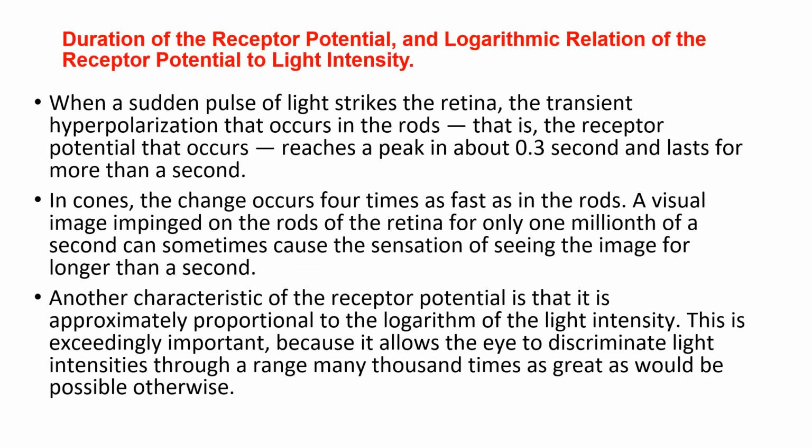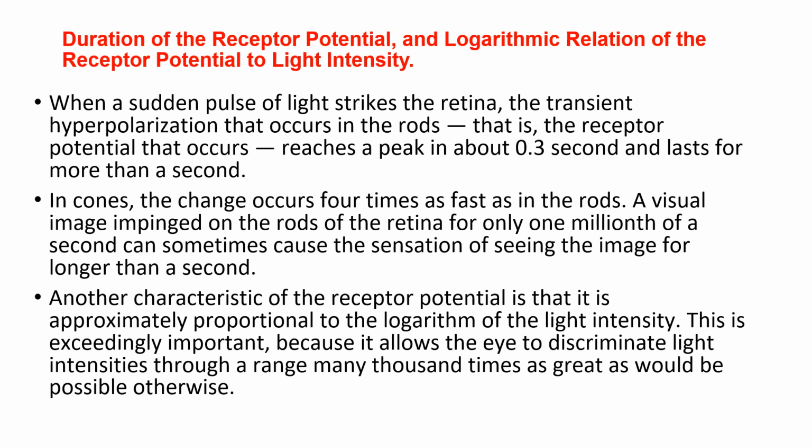Duration of the receptor potential, and logarithmic relation of the receptor potential to light intensity. When a sudden pulse of light strikes the retina, the transient hyperpolarization that occurs in the rods, that is, the receptor potential, reaches a peak in about 0.3 seconds and lasts for more than a second. In cones, the change occurs 4 times as fast as in the rods.